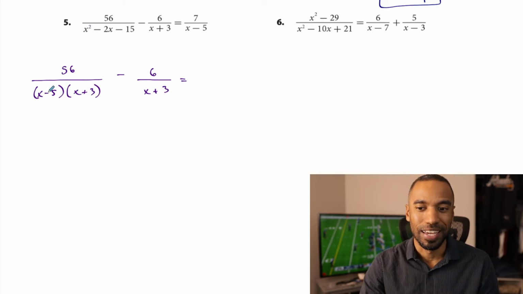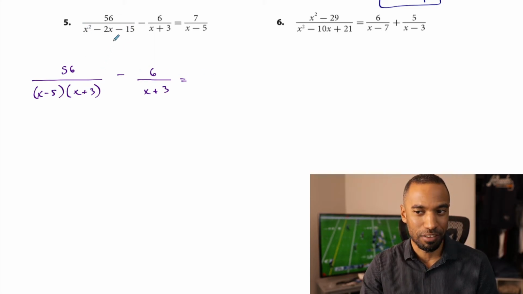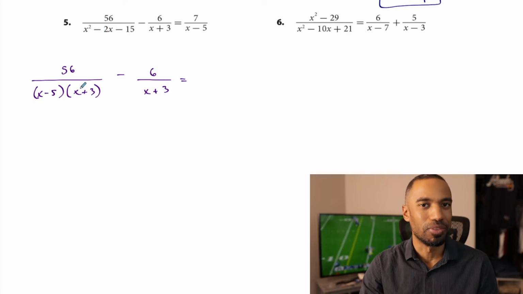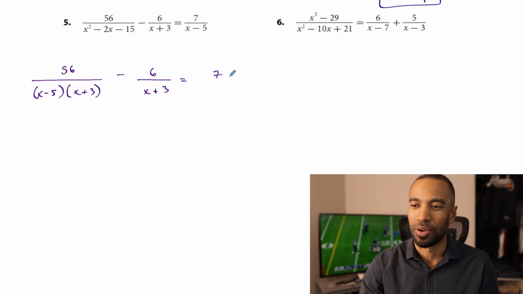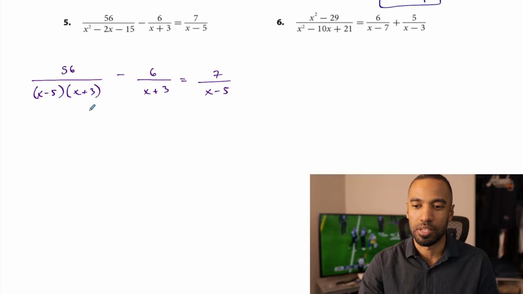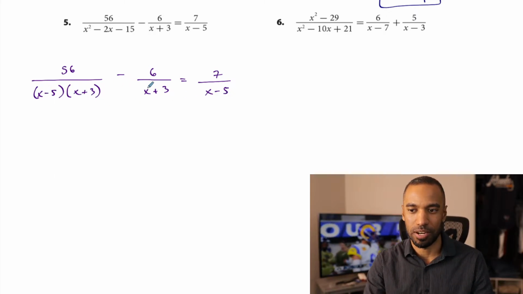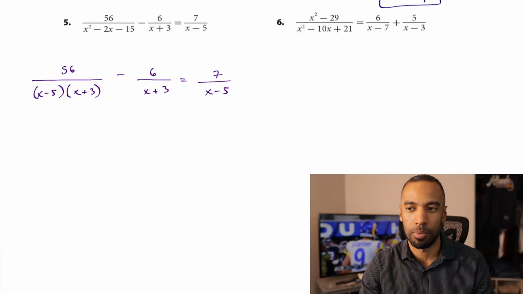Now, oh, by the way, -5 times 3 is -15, and -5 plus 3 is -2. That's how I factor that. I'm sorry. Okay, so let's find out what's missing. There's an x plus 3 and an x minus 5. It looks like those were the factors that show up here, which is nice.